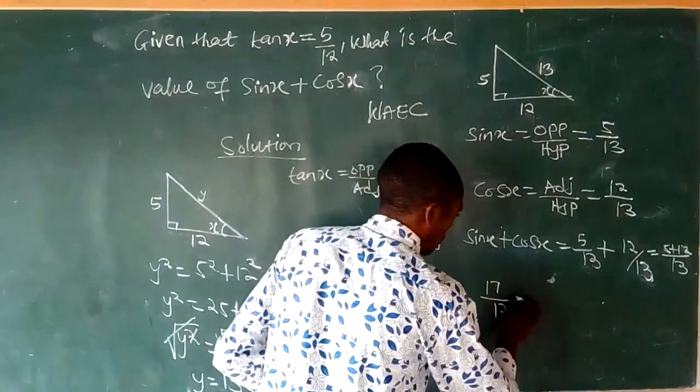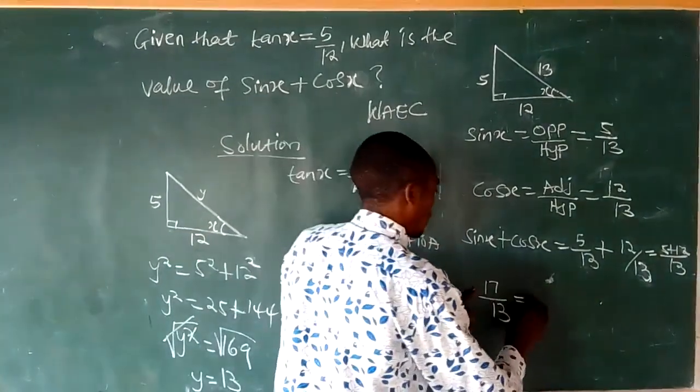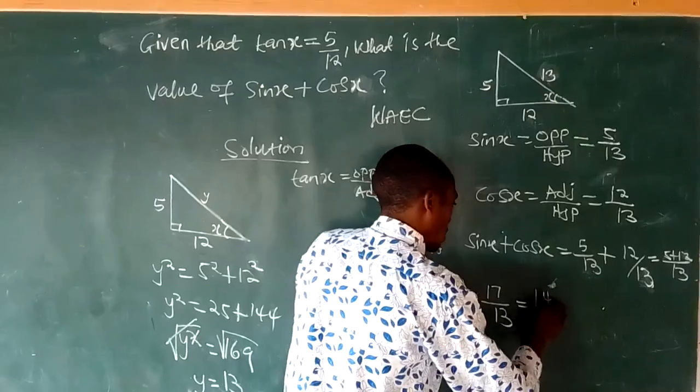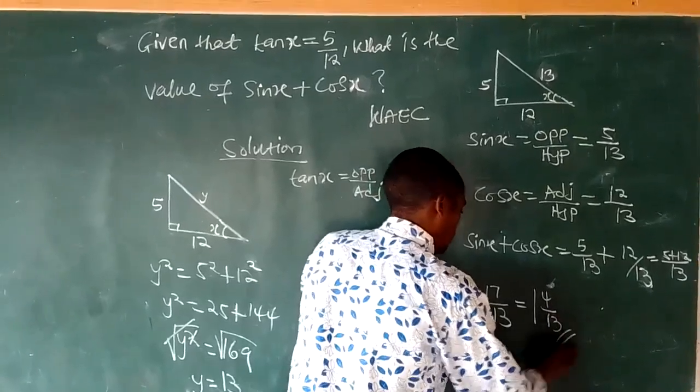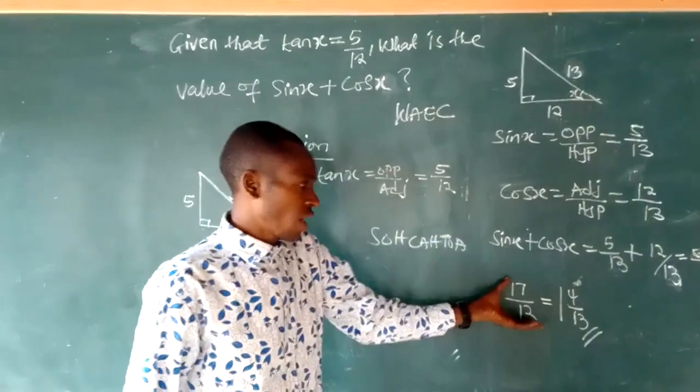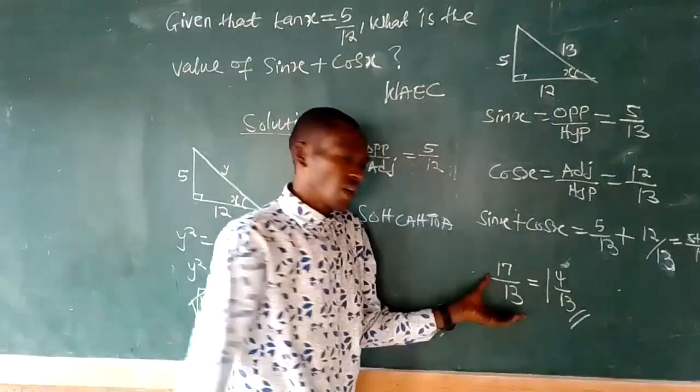If you want to express it further, you can ask how many 13s are in 17? You get 1, with 4 over 13 remaining. But better still, you can leave your answer as 17 over 13.